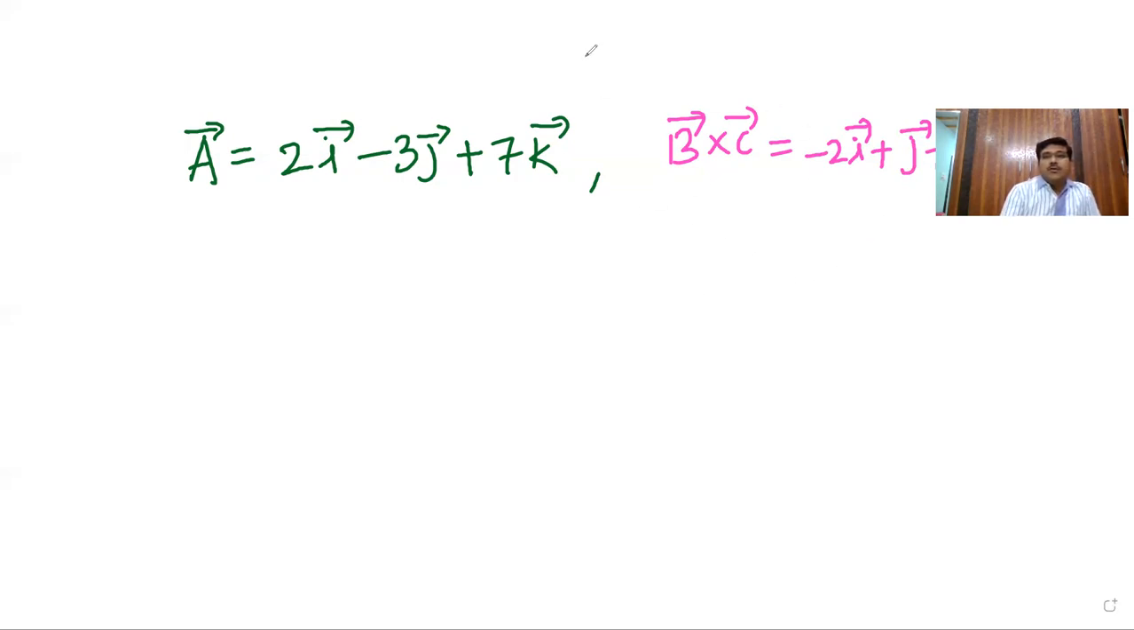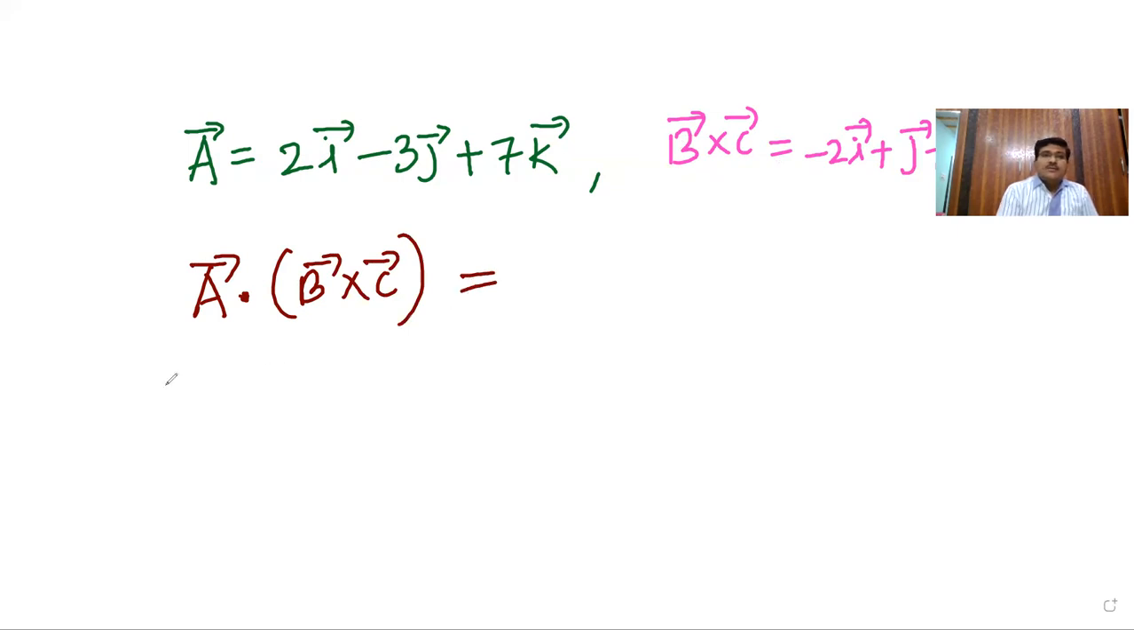Clear? Now, what do we need? We need a bar dot b bar cross c bar. What is the principle of dot product? The principle of dot product we have seen in the previous class. Simply multiplication of the coefficients.